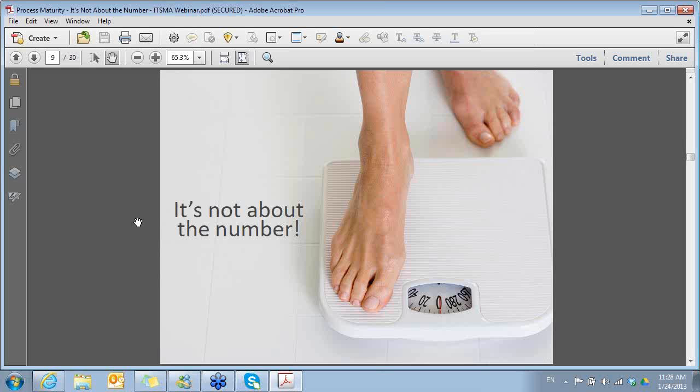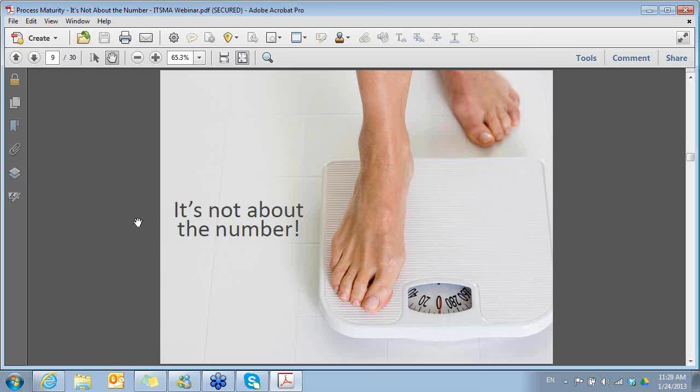So the title of my webinar is It's Not About the Number. And I want to preface this by saying that doesn't mean the number isn't important. I'm not saying don't do process assessments and don't get a score and see where you are. You are going to do that.